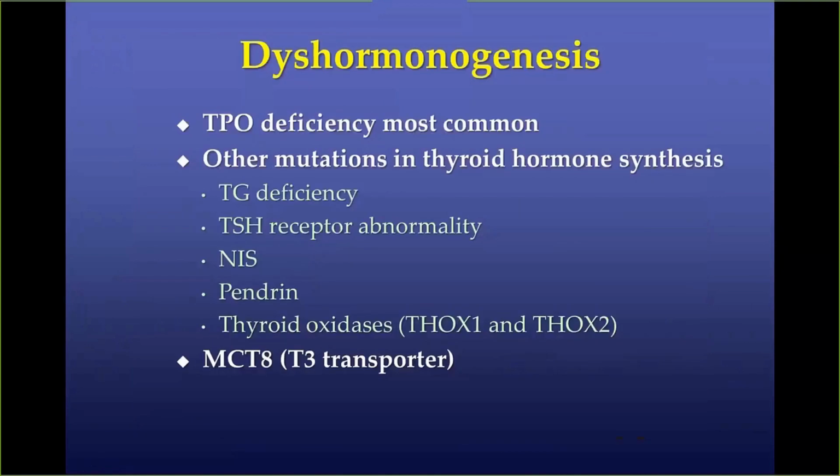Dyshormonogenesis: thyroid peroxidase deficiency is the most common. There are a lot of other mutations: thyroglobulin deficiency, TSH receptor abnormality, pendrin, which you see in Pendred syndrome, and the MCT8 transporter, and that's also kind of common, and we see that too.